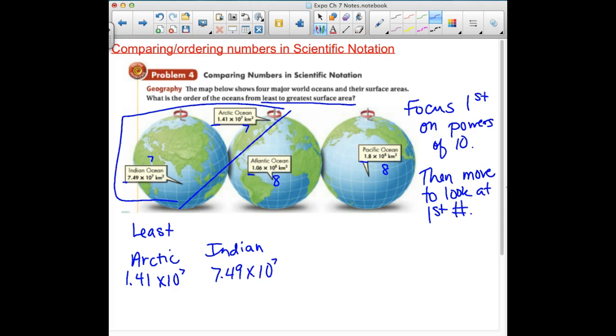All right, then looking at our second two, the Atlantic and the Pacific, both have a 10 to the 8th. So we can compare the front numbers. Is 1.06 smaller or larger than 1.8? Well, if you think of money, in the first case you have $1.06. In the second case you have $1.80. And $1.80 is bigger. So we're going from smallest to largest. Atlantic would be next at 1.06 times 10 to the 8th. And then Pacific is our final one, the largest.